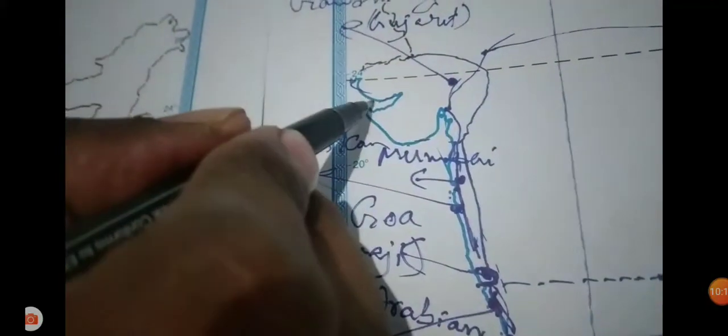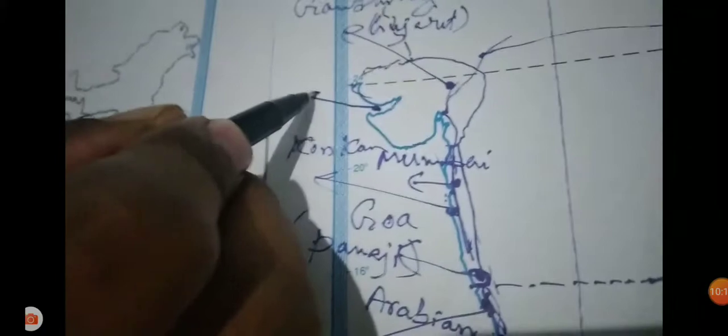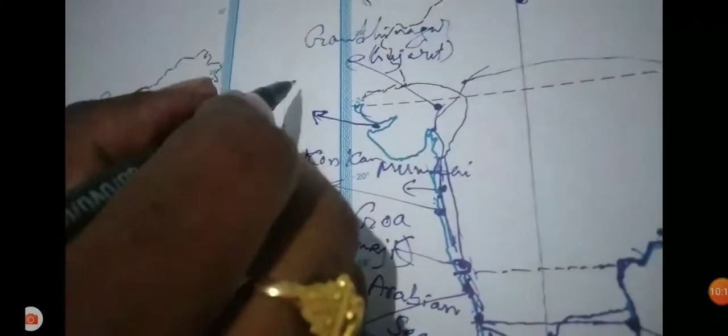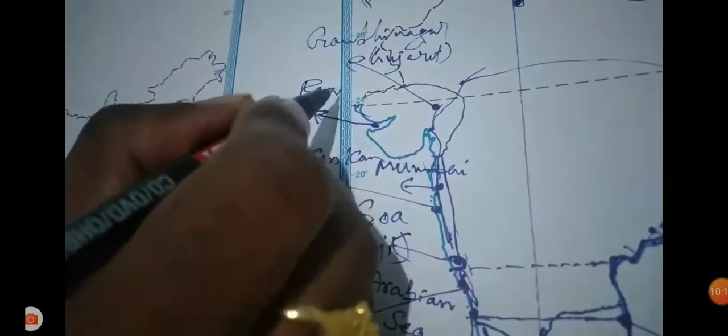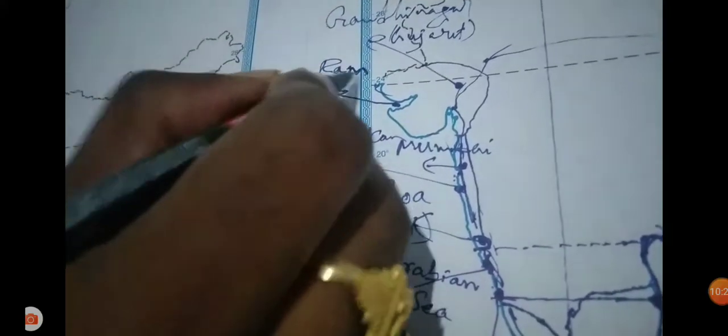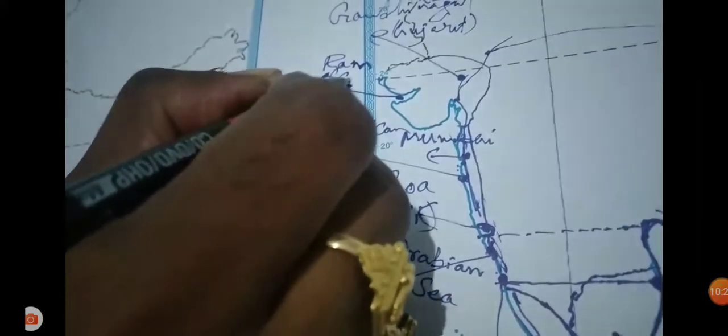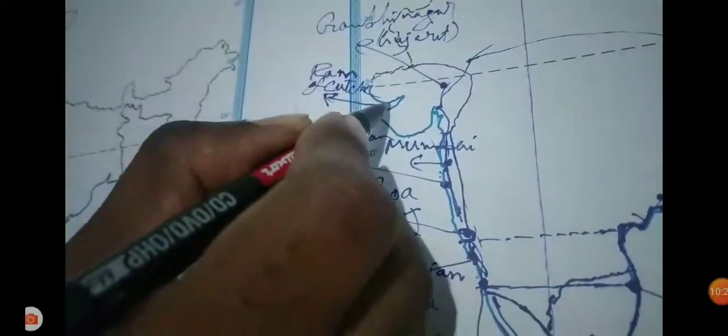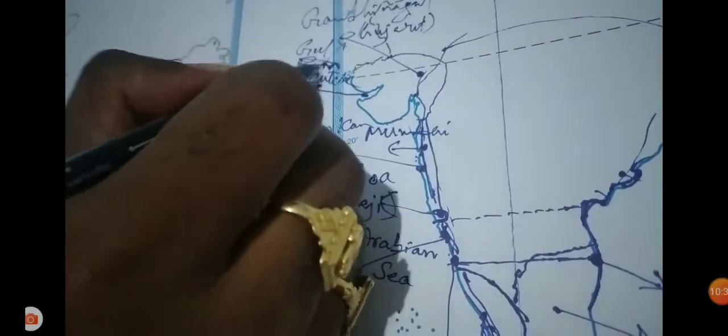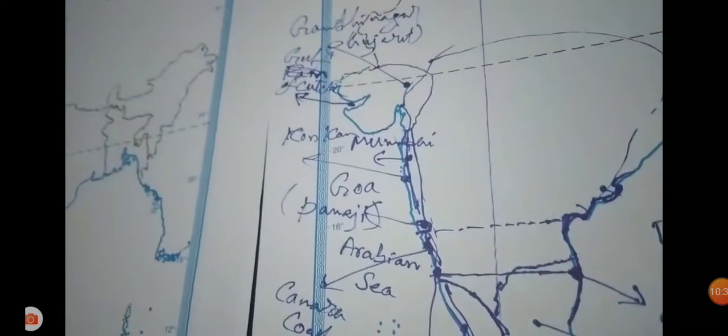This one is the Gujarat coast. In this coastal region, this place is called the Gulf of Kutch.